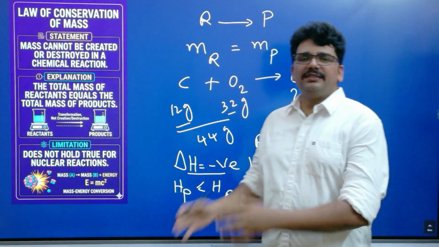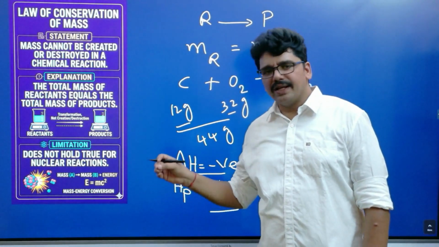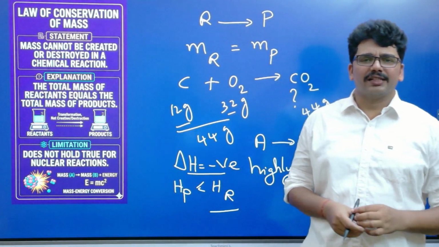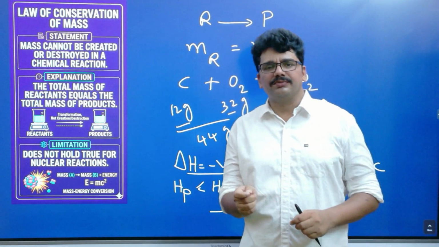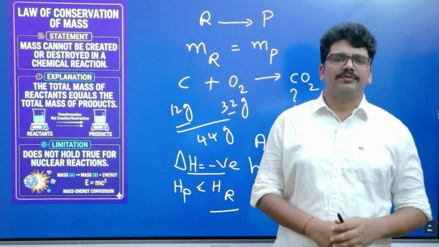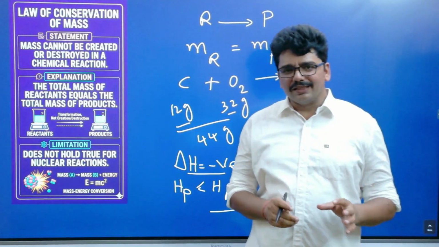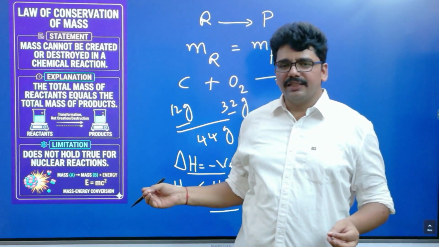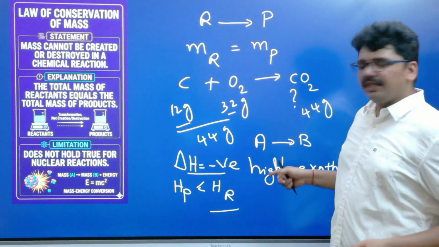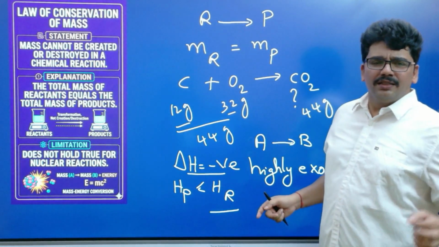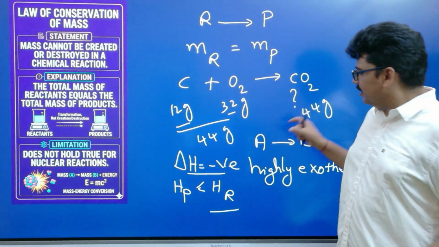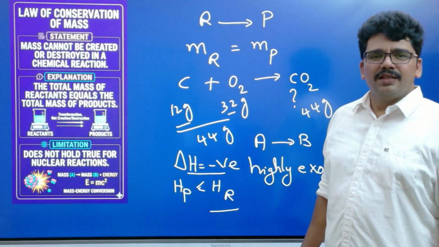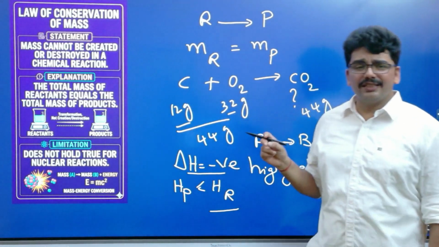Right? Some amount of energy is released. From where it is getting energy? Even in chemical reaction, some amount of mass is lost, but that mass is negligible. That mass is converted into energy. So this energy is coming from the mass only, but the mass lost is negligible and this energy released is negligible compared to nuclear reactions. In nuclear reactions, huge amount of energy is released.